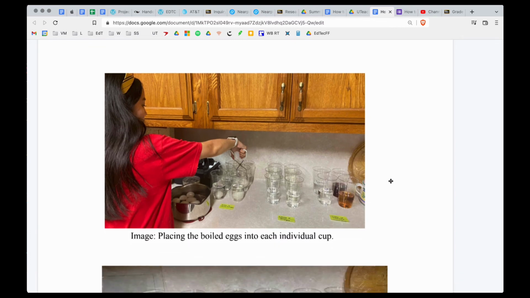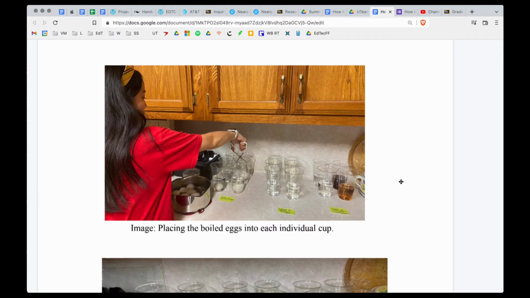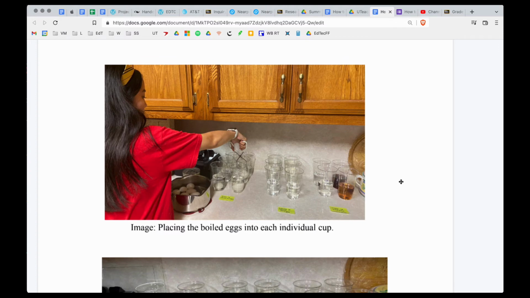This is a picture of the student placing boiled eggs in an individual cup. That's awesome. Is that relevant? Is it valuable to the reader? If it is, go ahead and put it. If it's not, maybe not have the picture. But I do like that the student is in the photo, so that's telling me she's actually doing this experiment. So you might want to include a photo of yourself, you actually doing the work.